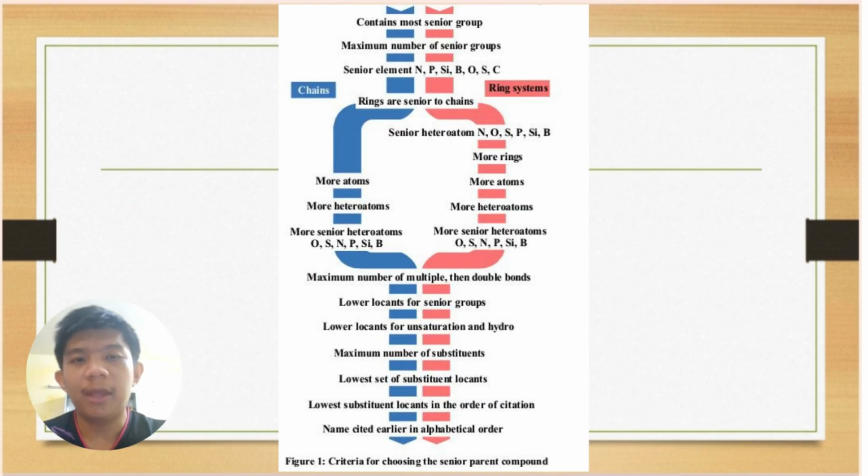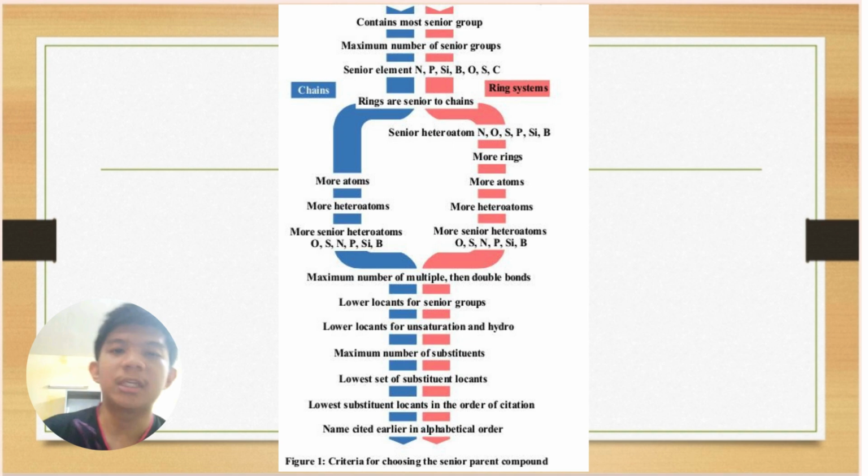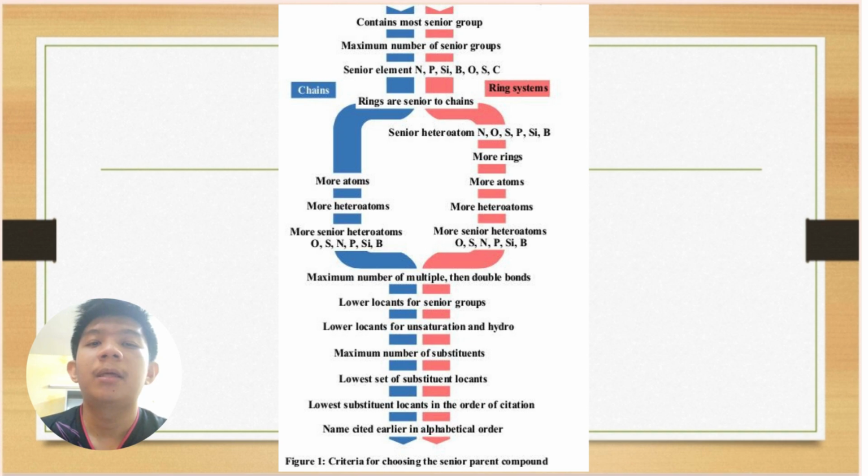So this is a diagram that you can refer to. The first step is to choose the parent chain containing the most senior group, which is COOH. If there's no COOH, then you have to choose the most senior group. And you can find a list, the ranking of the seniority of the organic functional groups.